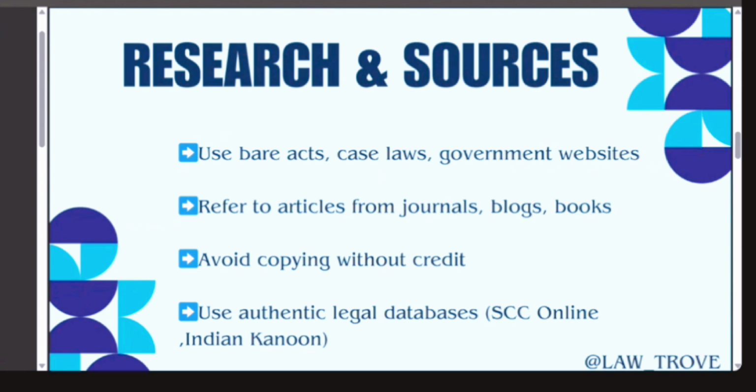Then after that, for a better understanding of your topic or for more information, you can refer to articles, and articles that are published in journals, blogs, and books. And you will get published articles from journals if you search on the internet, okay? Also, the most important thing is if you are taking someone else's work, for example, certain lines from an article that is published in a journal, avoid copying without giving credit. Always give credit in the form of references or citation, right?